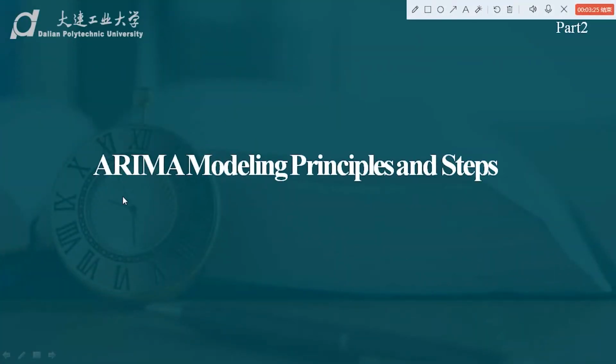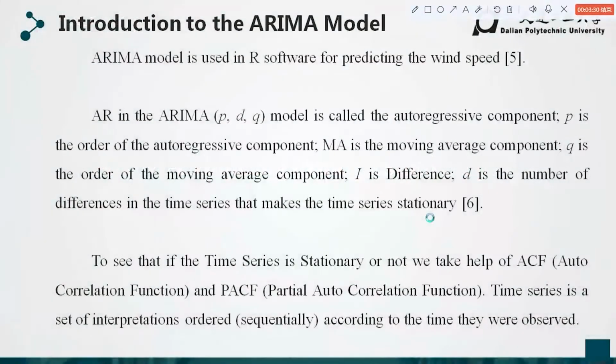Next, I introduce the ARIMA modeling principles and steps. The ARIMA model is a time series model. To establish an ARIMA model, you must first determine the values of P, D, and Q. To see if the time series is stationary or not, we take the help of ACF and PACF. ARIMA modeling generally has the following four steps.